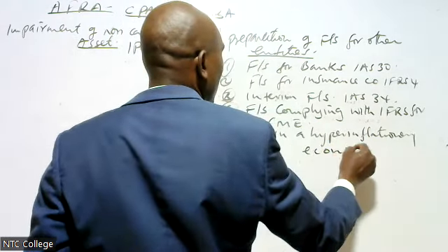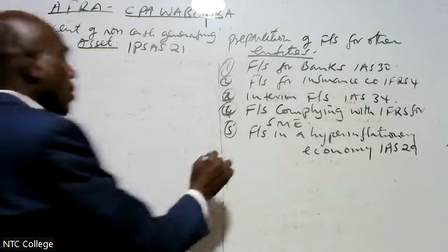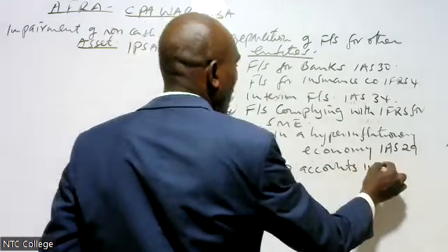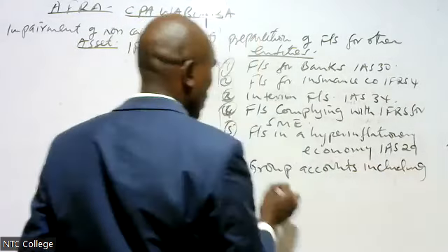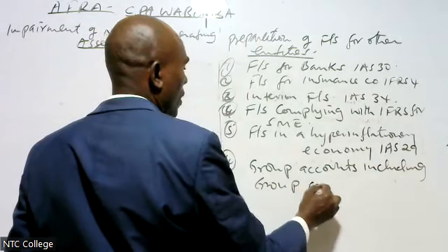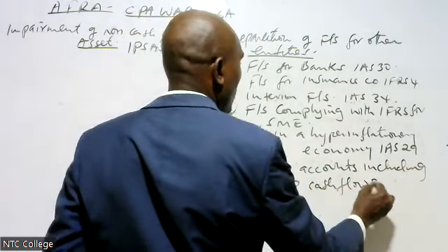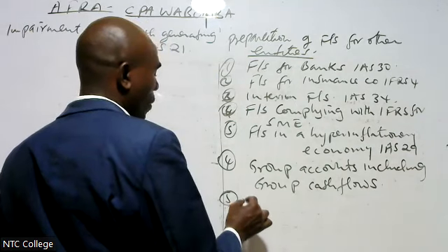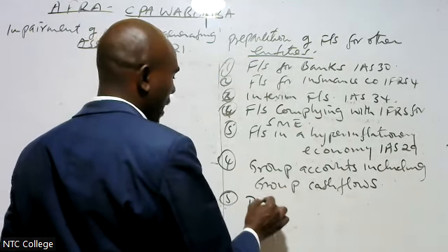Then we go to topic number 4. Topic number 4 will be group accounts, including group cash flows. Then topic number 5 is public sector accounting.